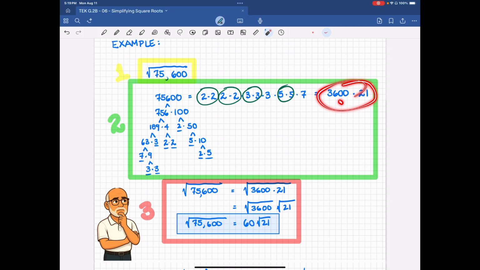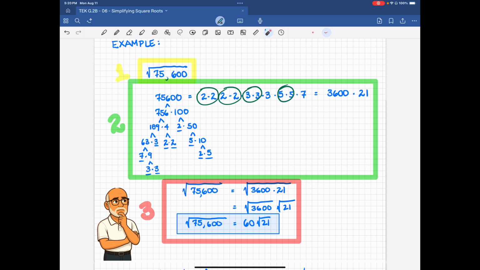I'm going to say the square root of 75,600 is equal to the square root of 3,600 times 21. Notice what's underneath the square root symbol is equal. 75,600 equals 3,600 times 21.